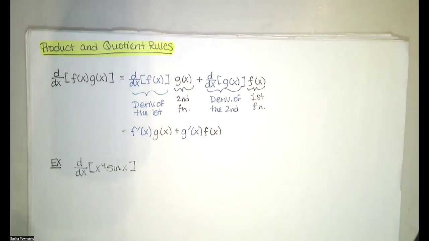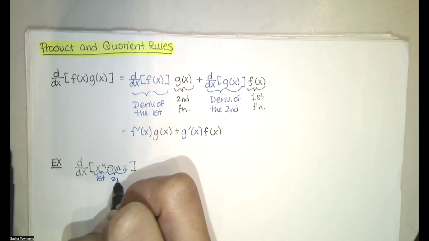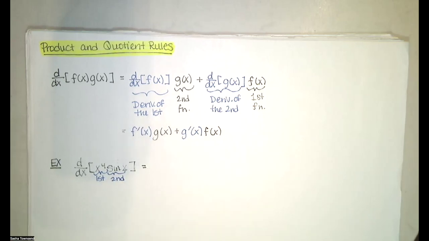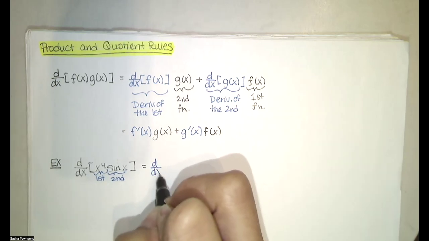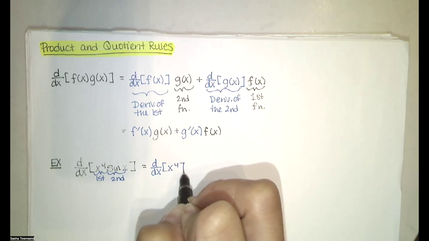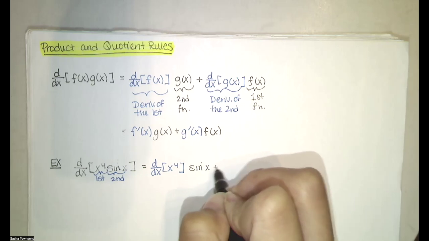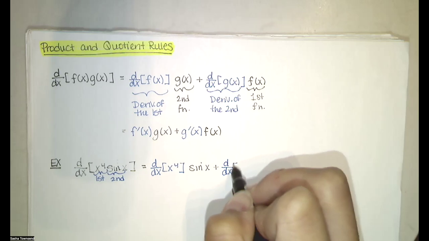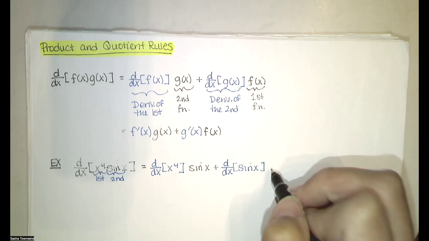So I look at this expression. The first thing I do is I identify the first function and the second function. This is my first function and that's my second function. And then I apply the rule. So according to the product rule, the derivative of this product is the derivative of the first function times the second undifferentiated. You just write it down. And then add the derivative of the second function times the first. You just write that down.